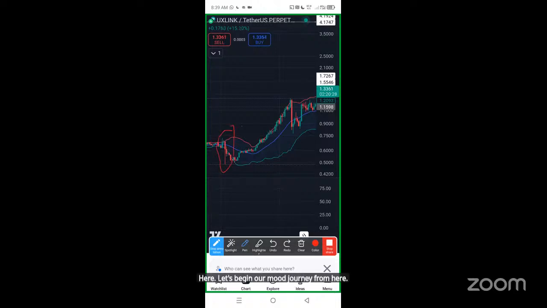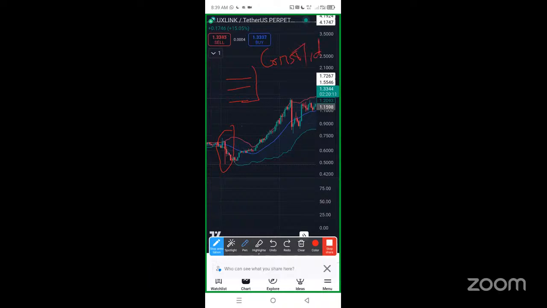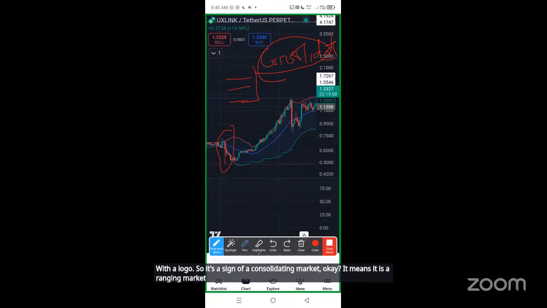We see that initially the two lines were almost running parallel for some time. The parallel running of these three lines for some time is an indication of a consolidating market. So it's a sign of a consolidating market. It means it is a ranging market, and so traders are trying to accumulate positions.